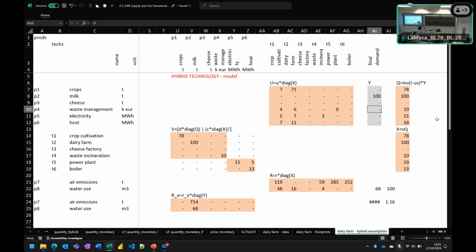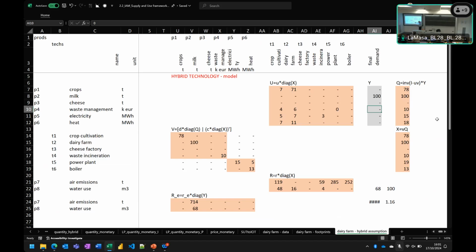But then we can realize immediately that we know the total value of RE, and we know also the emission by technology. So we can say, okay, we have a total footprint in terms of air emission of these 100 tons of milk, but how is this built up? What are the main sources of this air emission in this system? So we can have a look at this.